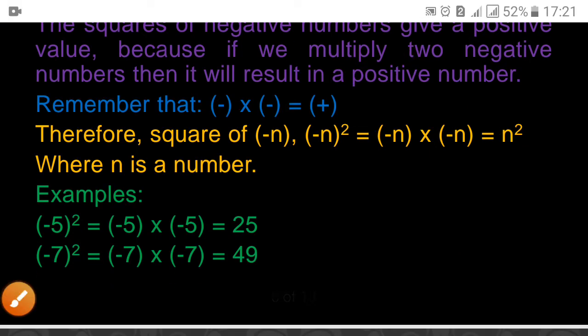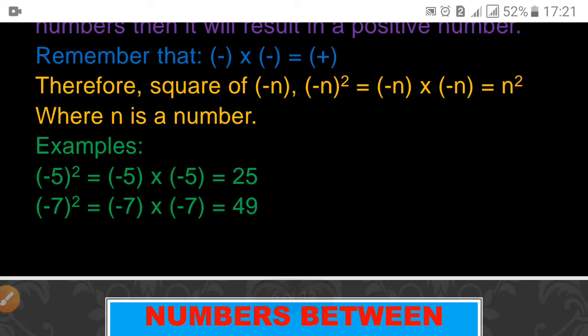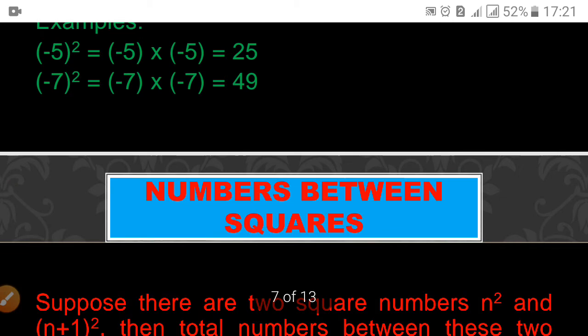Therefore, the square of minus n is (minus n) whole square, which is minus n into minus n, which gives us n square, where n is a number. Similarly, (minus 5) whole square equals 25, and (minus 7) whole square equals 49.